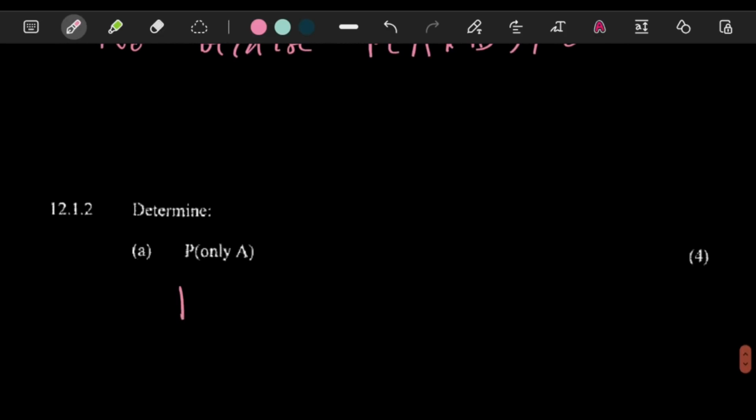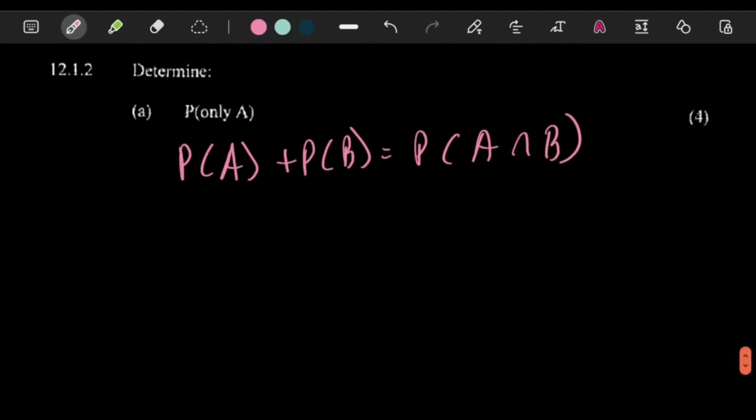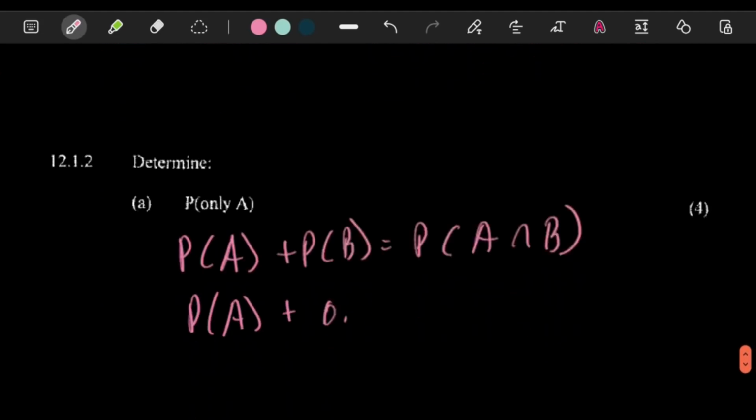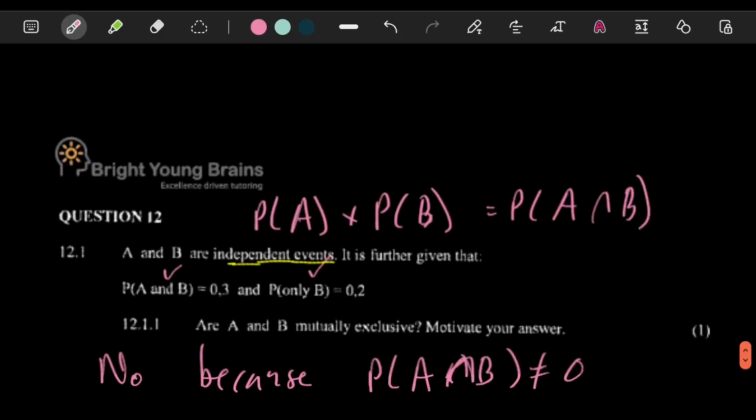Probability of A, we need to get the probability of A. We can just use the formula for independent events. Probability of A you don't have. Probability of B is 0.2. And then the probability of A and B, what is the probability of A and B? 0.3.